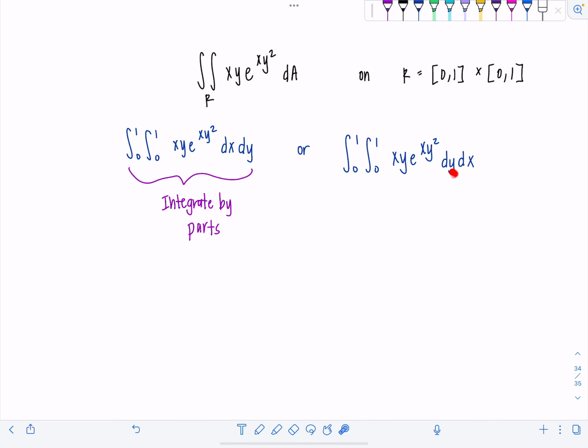If I integrate with respect to y first, then I'm treating x as constant. I have e to the xy squared, and then y to the first power outside. Ooh, that works nicer because I can just do u substitution. So this is the route I'm going to go with. We're going to choose u to equal this entire exponent, xy squared. Remember, I'm treating x as a constant right now. So then du would be 2xy dy. Lovely. And then 1/2 du is xy dy.